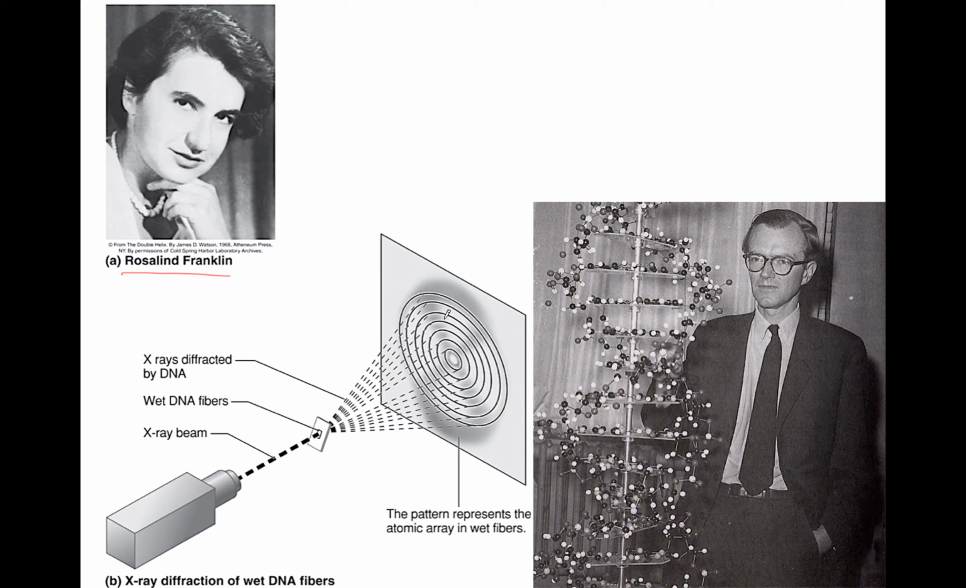How do you take an X-ray diffraction picture? You take a beam of electrons and you bombard a crystallized form of your molecule, and as the electrons bounce off the crystal, they form a diffraction pattern, a scatter pattern on a piece of photographic film. And using mathematical analysis, you can determine what the structure of the molecule is based on that pattern of diffraction.